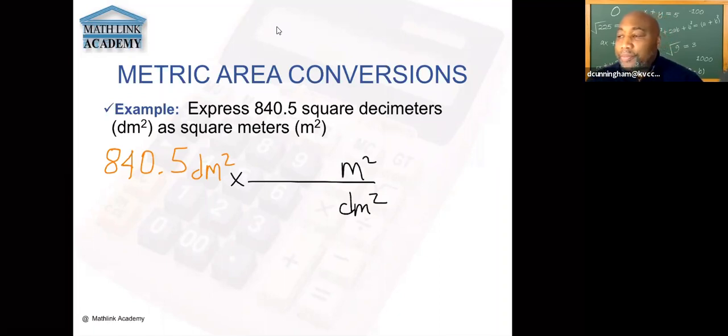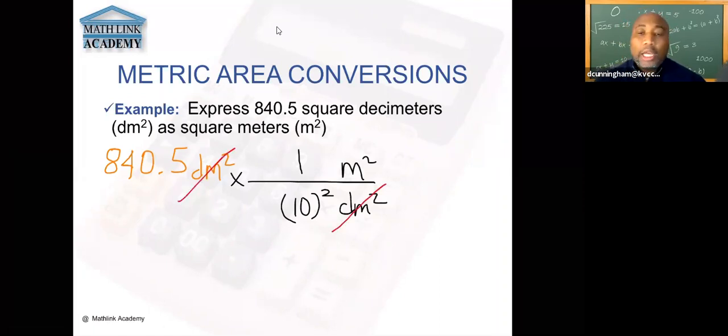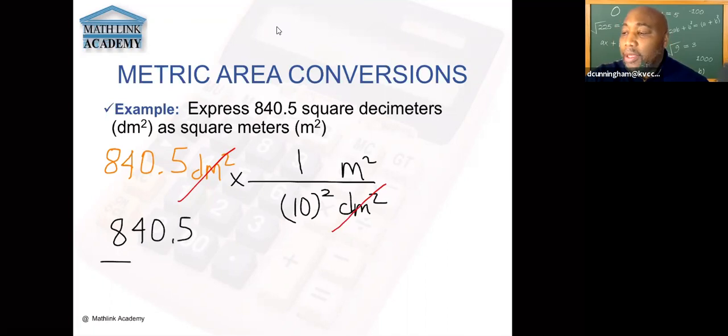Now, a decimeter is smaller than a meter, and we know it takes 10 decimeters to make 1 meter. But since we're talking about area, it's really 10 squared we're going to be looking at, not just 10. And so as we look here, we're going to cancel out, and now we're left in meters. So in order to do this problem, we'll say 840.5 divided by 10 squared, which is 100, and then we have meter squared.